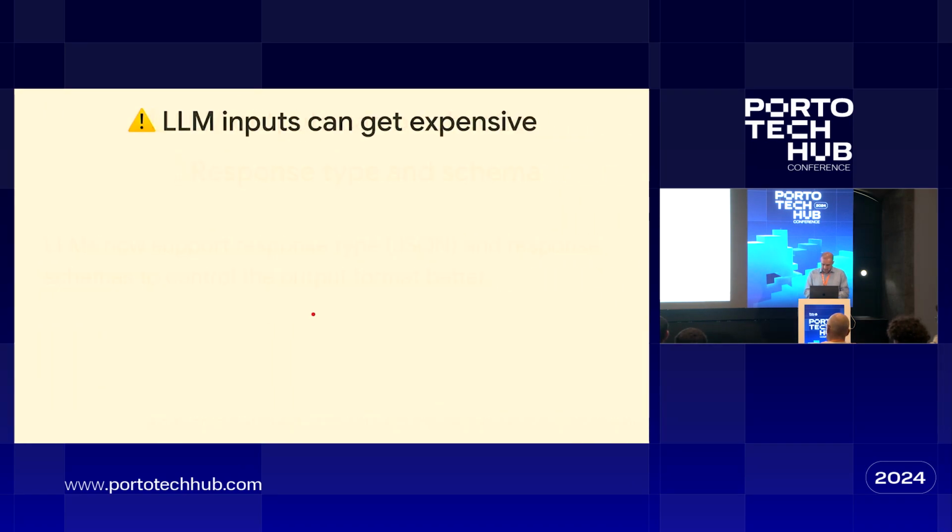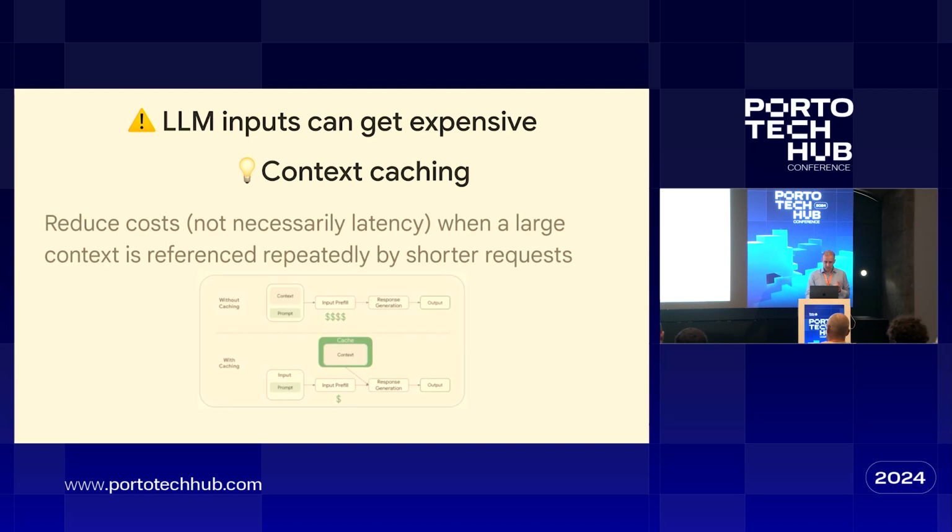Next one. So LLM inputs can be expensive. If you keep sending videos and audios and all that kind of stuff all the time, then it's going to get expensive. But thankfully, there's something called context caching that can help. The idea of context caching is that instead of sending everything every single time, if you know that you're going to rely on these inputs from multiple prompts, just create a cache, put them in there, and then reuse the cache in your prompts.